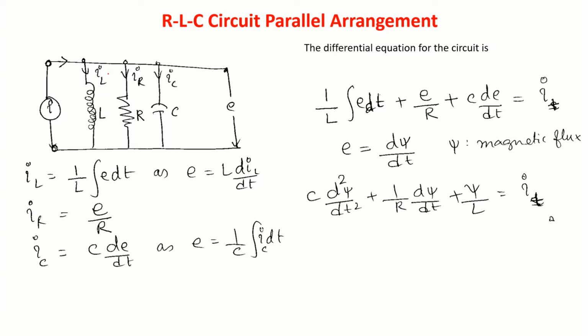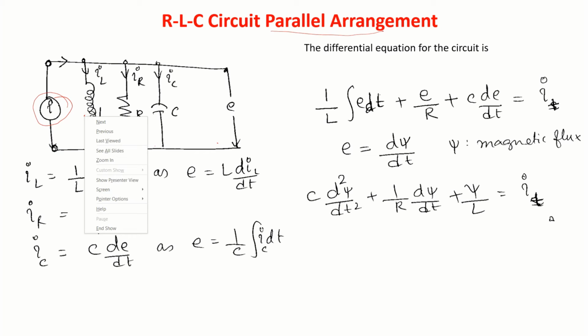Now let us consider an LRC circuit in a parallel arrangement. Let us say I have a current source, inductance, resistance, and capacitance, and E is the voltage. What is the current flowing through this inductance? IL is 1 by L integral of E dt. Already I told you E is nothing but L di by dt, so IL is 1 by L integral of E dt. You get this from this equation.